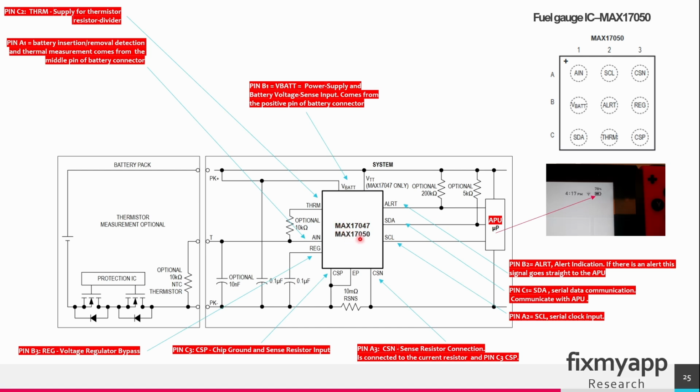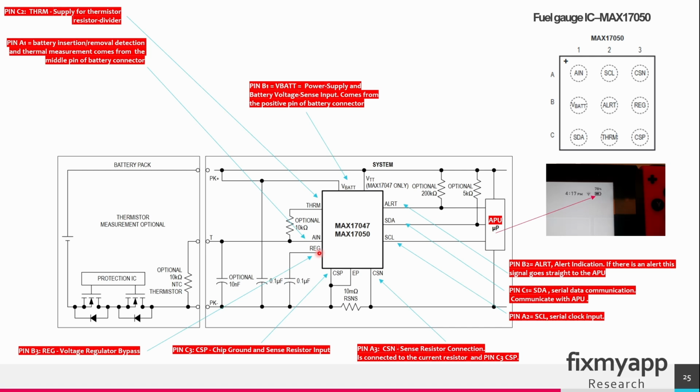This fuel gauge IC gets its power from VBat, the battery voltage that comes from the battery pack. So it will go into the VBat pin. Then you have the thermal pin, the middle pin of the battery connector. That will go to the AIN pin and the thermal pin. The AIN pin detects the battery insertion or removal. It is also used for the thermal measurement that comes from the middle pin of the battery connector, and the thermal pin is the supply for this resistor divider that is located in this region.